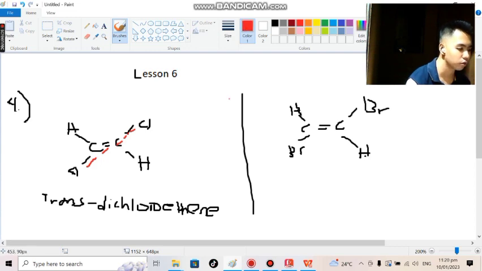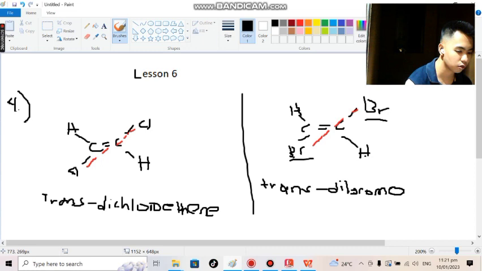So again, I'm going to repeat what we learned. Bromine and bromine on the bond are not on the same side, which means this is a trans isomer. Since there are two bromines, we have dibromo as our prefix, and then 18.